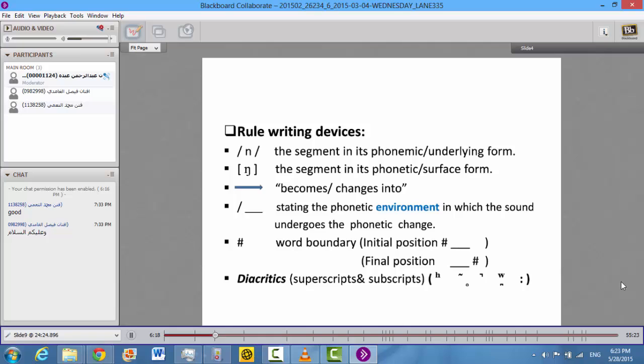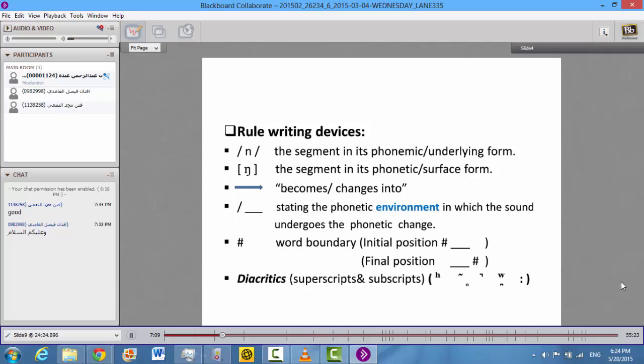What are the devices that we use for writing the phonological rules? Here they are. n, here the segment, first we put the sound segment in its phonemic or underlying form. So we put the segment in its phonological or the underlying form between two slants, because here we have it as a phoneme, and then after the change we have it as a variant or an allophone. Then between square brackets we put the segment in its phonetic level or in the surface level. Between these we use the arrow, which stands for becomes or changes into. The sound n becomes ng or it changes into ng.